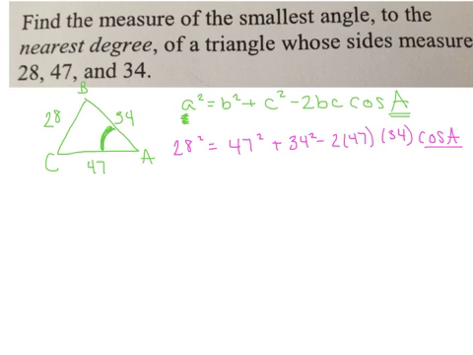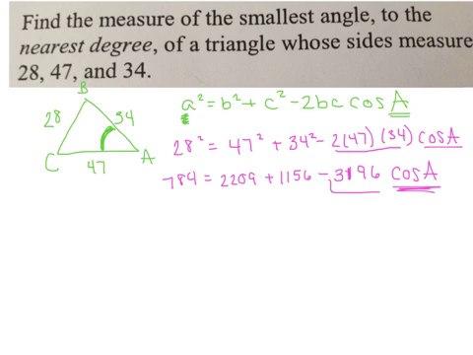So if I simplified each of my parts, I would get 28 squared is 784. 47 squared is 2,209. 34 squared is 1,156. And 2 times 47 times 34 is minus 3,196 times the cosine of A. So if I was following order of operations, which is very important in this equation because I'm solving for angle A, which is multiplied by negative 3,196, these two have to stay together.